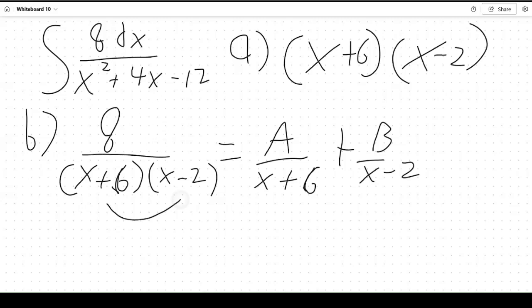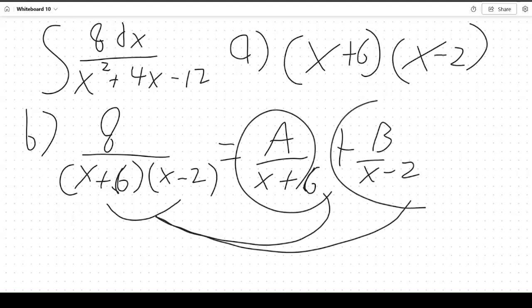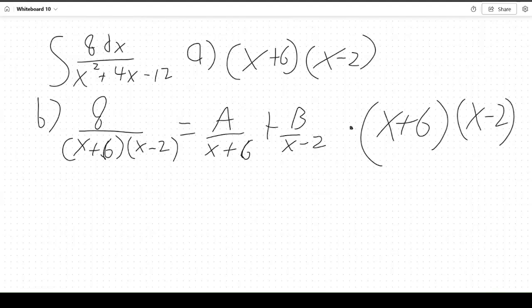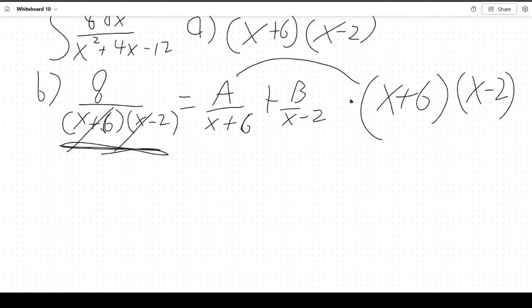So now we're going to multiply these two by each of the values. What I mean by that is we're multiplying it here because we need to get rid of the denominator in this area. So when we multiply, we take out the denominator from this area. When we multiply this from here, we can take out the x plus 6. So the x plus 6 will disappear.